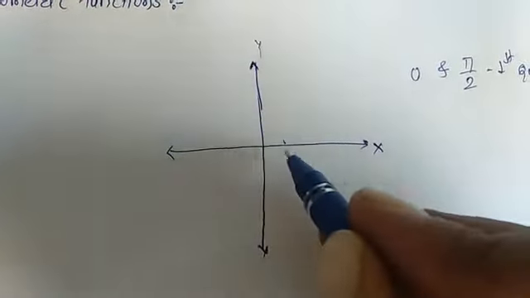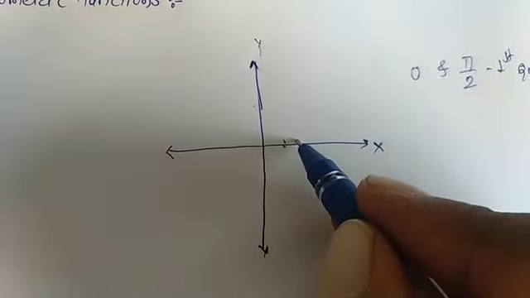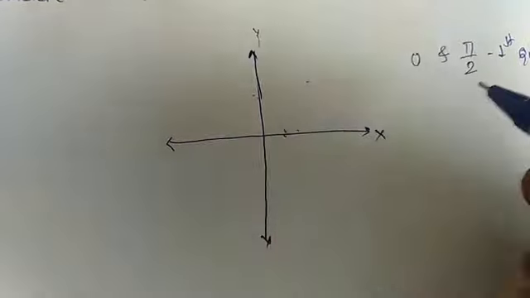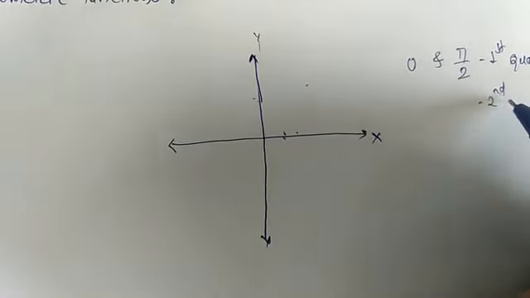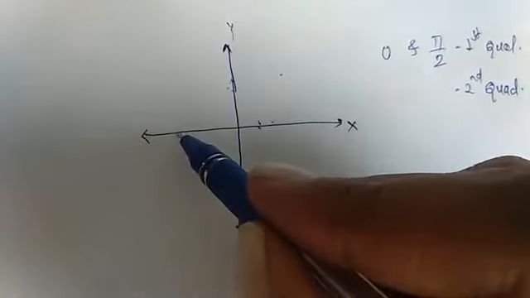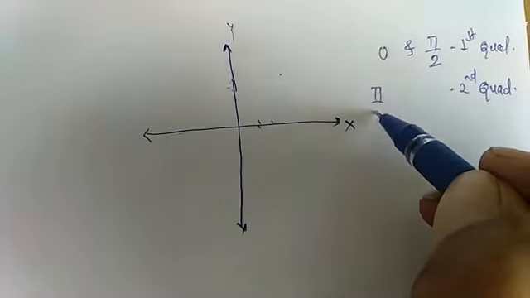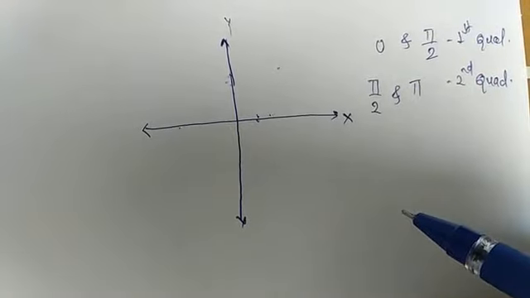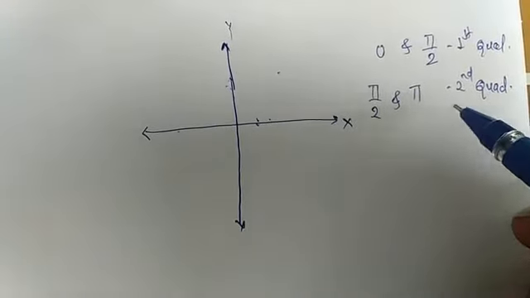In the first quadrant, x and y coordinates are both positive. The second quadrant is between pi by 2 and pi.